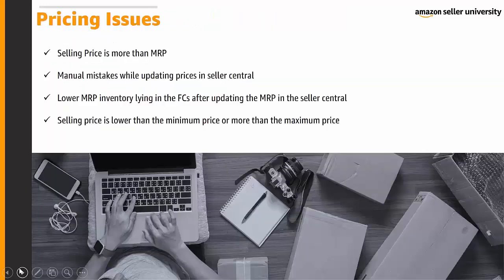Now let's talk about the pricing issues. Always remember, selling price should never be more than MRP. Be very cautious while updating the prices on Seller Central. Make sure that you don't make any manual mistakes. If you have inventory lying in FCs, wait till the inventory gets depleted and then start updating the prices on Seller Central. Selling price should never go lower than the minimum price or more than the maximum price.